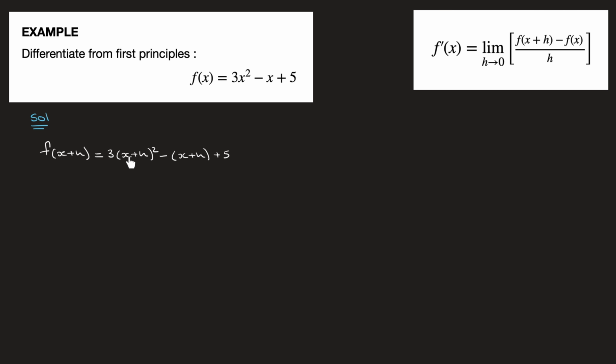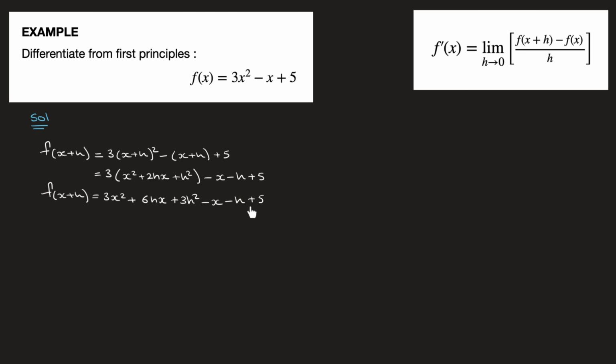Next, if I take care of (x plus h) squared, and if I open up this second pair of parentheses, this turns into 3 times (x squared plus 2hx plus h squared) minus x minus h plus 5. I then distribute this 3 across this pair of parentheses, so this becomes 3x squared plus 3 times 2hx, so that becomes 6hx, plus 3h squared minus x minus h plus 5. As such, that's our f of x plus h.